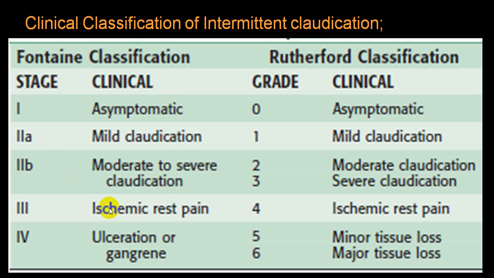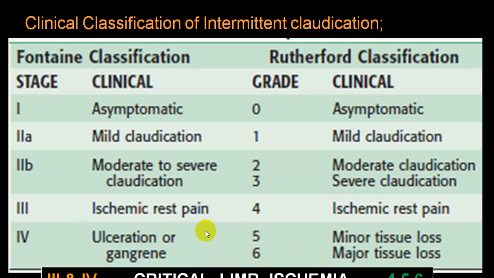Ischemic rest pain according to Fontaine is 3, and in Rutherford it is 4, while 4 in Fontaine is ulceration and gangrene, and in Rutherford it is classified into 5 and 6. 5 means minor tissue loss like ulceration, and major tissue loss like gangrene and amputation is 6. So whichever you use, better is to state it separately: asymptomatic, mild claudication, moderate, severe, ischemic rest pain, minor tissue loss and major tissue loss, or you can use the terms ulceration and gangrene. Stages 3 and 4 of Fontaine, and 4, 5, 6 of Rutherford, are also called critical limb ischemia.